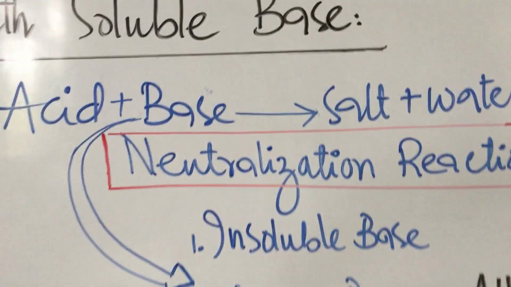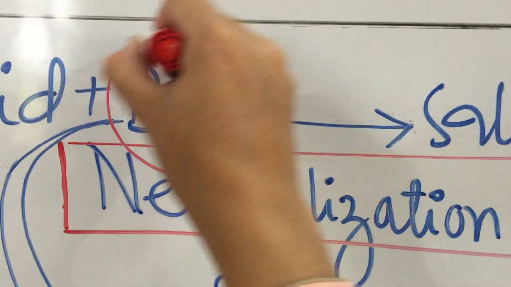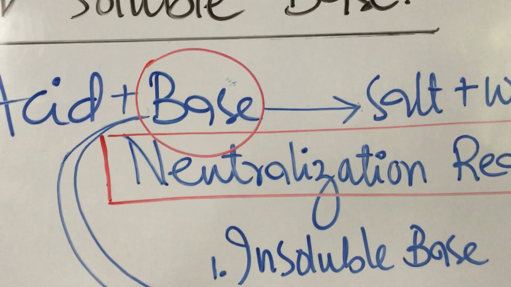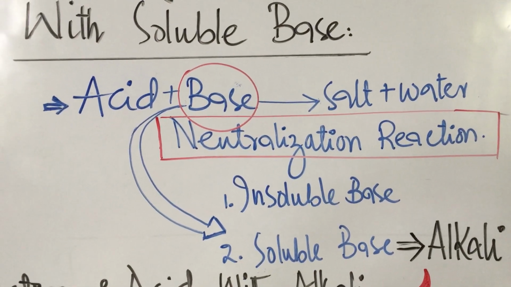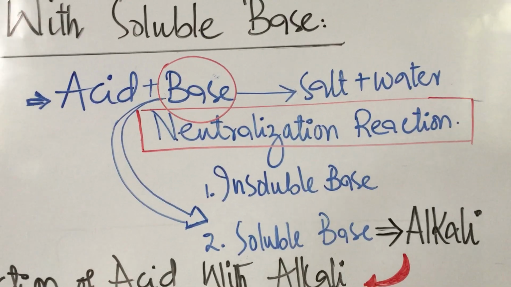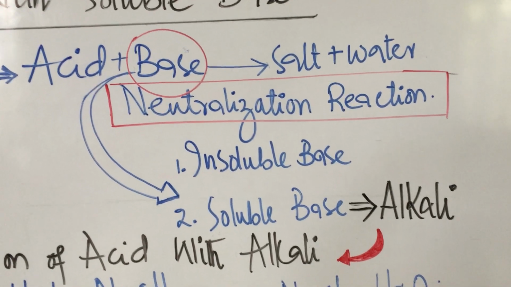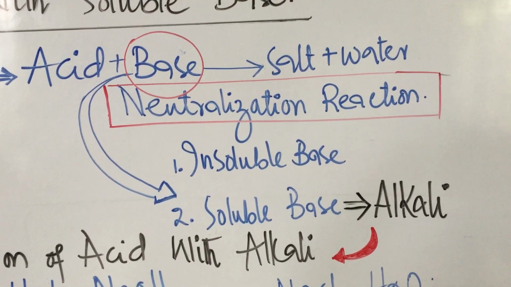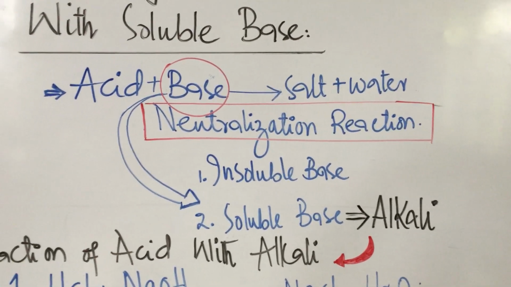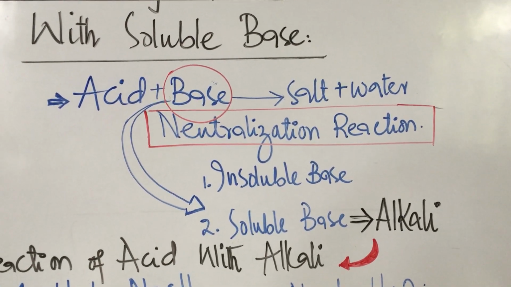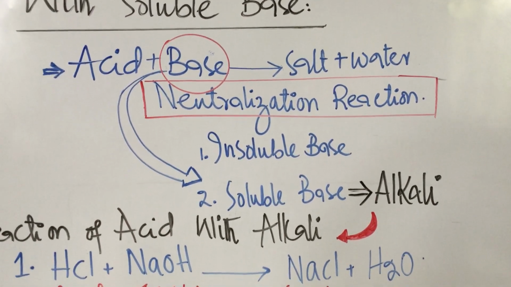Now it depends on your base whether it's a soluble one or an insoluble one. The first, insoluble part was done in our previous video. Now here we are going to discuss the base that is a soluble one. Before going for that, let me remind you that the metals of group 1 and group 2, when they are dissolved in water, form a basic solution, and that type is known as alkali solution.